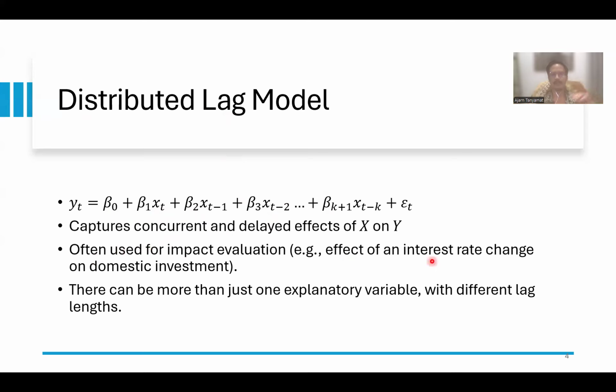We can use this for impact evaluation. Something happened to X, what happens to Y? What happens to Y next period? What happens to Y two periods after that? For example, the effect of an interest rate change on domestic investment. There can be more than just one explanatory variable with different lag lengths. That's the one thing to remember. You might have x1, x2, and each x is going to have its own length of lags depending on your theory or your statistical test or whatever.